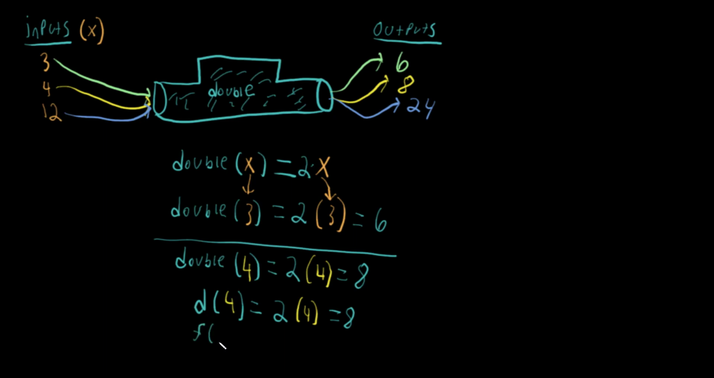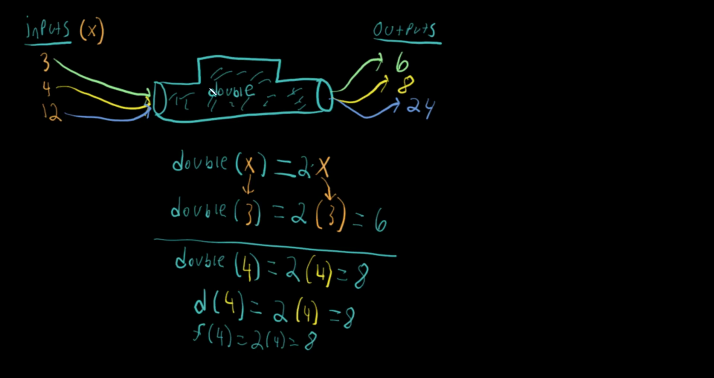Because mathematicians are nothing if not lazy. So f of 4, we'll say, is 2 times 4, which is 8. So f of 4 is 8. All that we did was rename our double function to f.